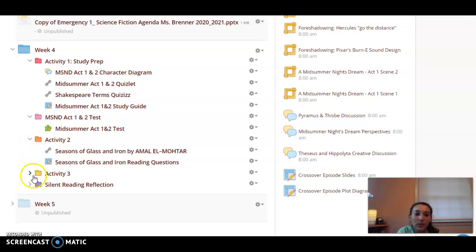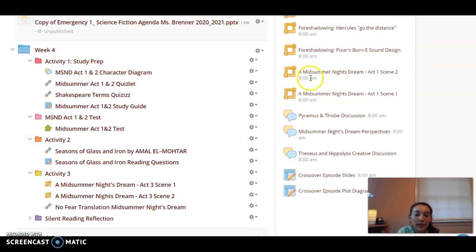Alrighty, and then Activity 3 is Midsummer Night's Dream. We're going to pick back up with Act 3, Scene 1 and Act 3, Scene 2. If you are struggling with what the characters are saying, I do put in a link to No Fear Shakespeare as far as the translation. So that way you'll have an easier time. You could do split screen and have the translation next to the Ed puzzle and you'll be able to follow along. Just pause the Ed puzzle as you go through the pages in No Fear Shakespeare.